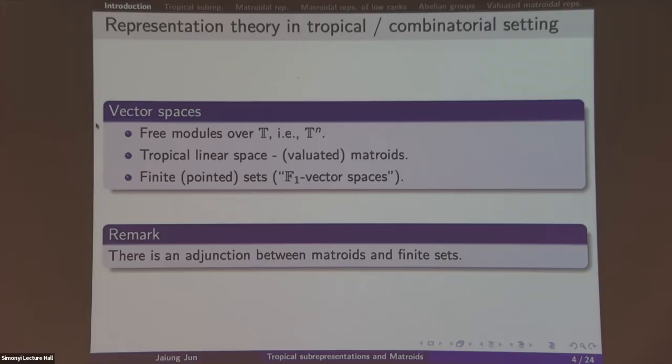And then items 2 and 3, tropical matroids and finite pointed sets, are related. There's an adjunction. There's a functor from the category of matroids with strong maps to the category of finite sets by taking the underlying set. And the other way around, if you have a finite set, you can cook up a free matroid.